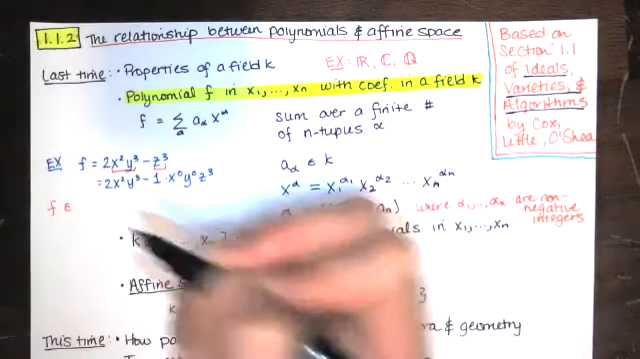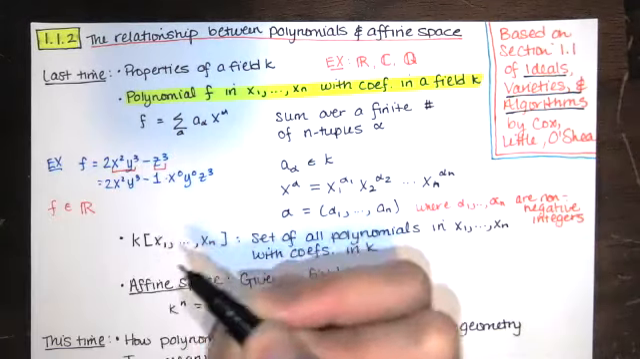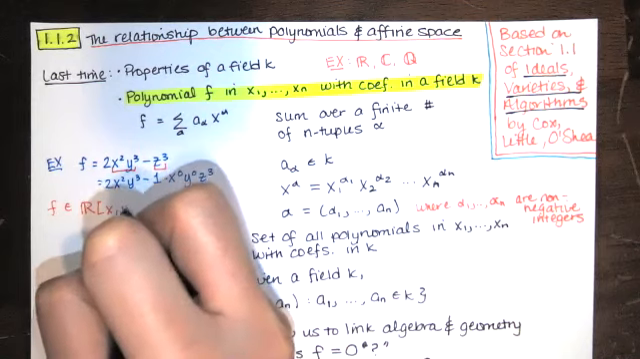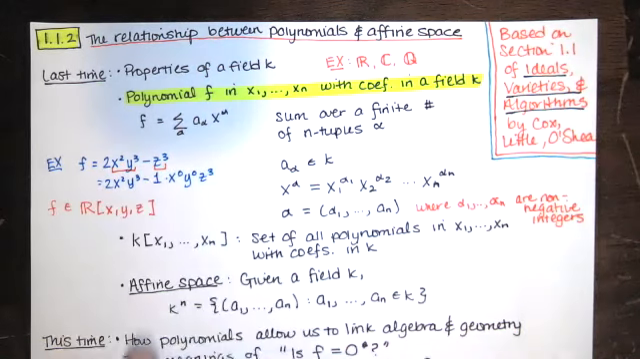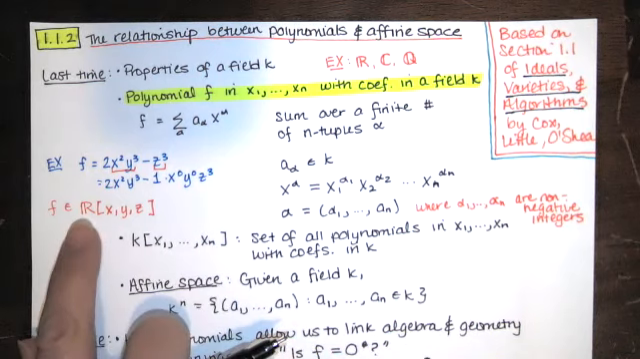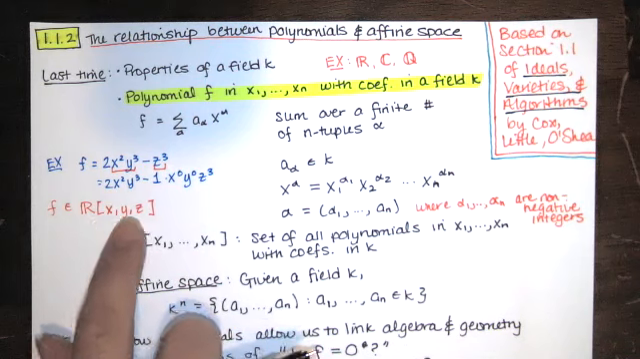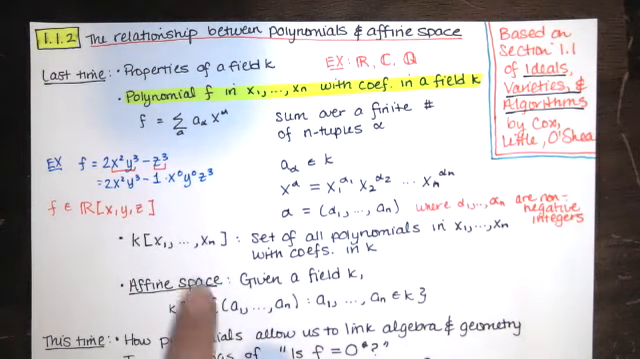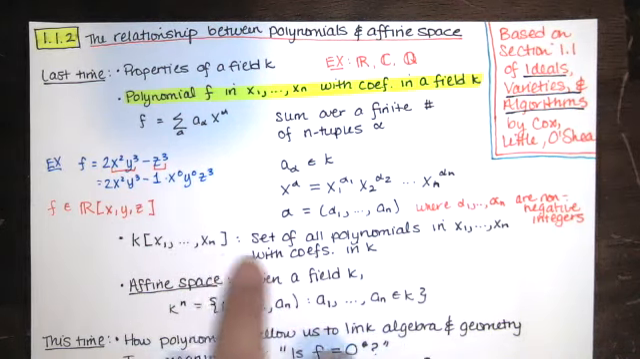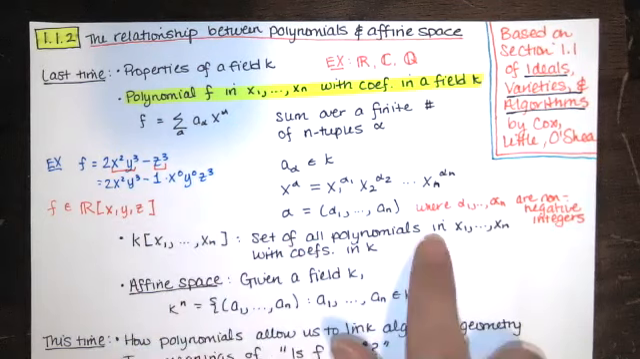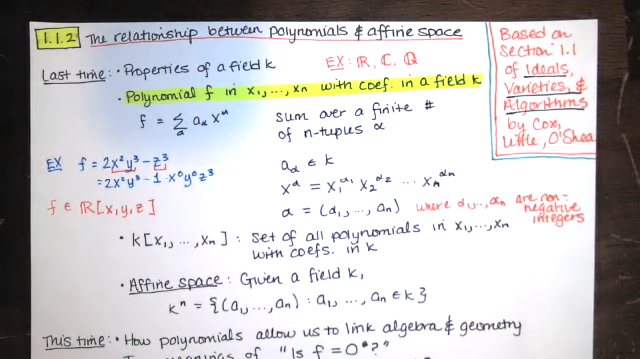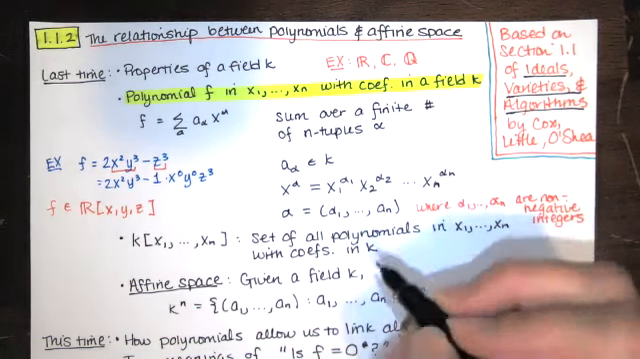Let's say f is an element of this set right here. So that is the set of polynomials with coefficients that are real numbers in variables x, y, and z. That's just a concrete example. That set there is a concrete example of one of these. This is a set of polynomials in variables x sub 1 through x sub n with coefficients in k.